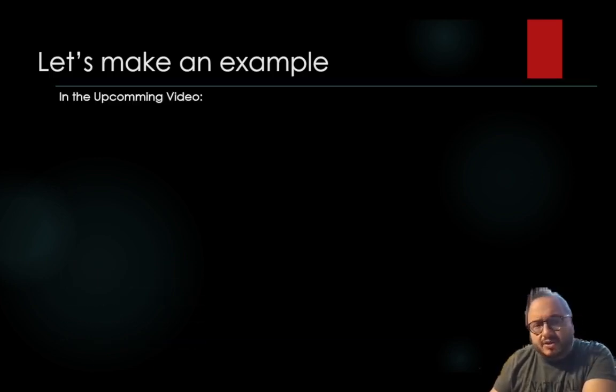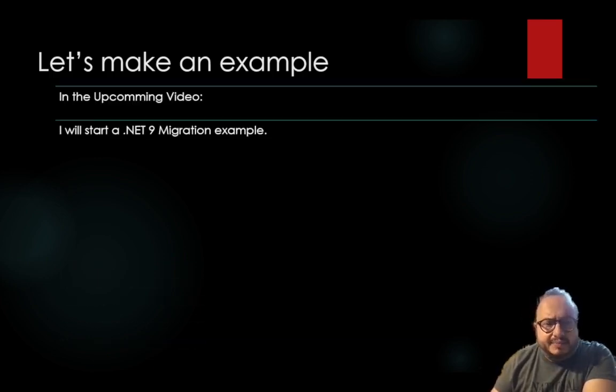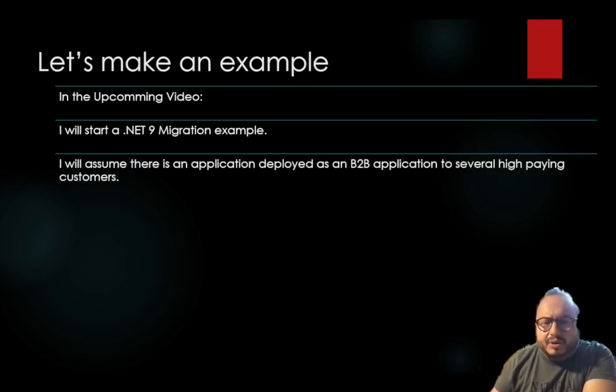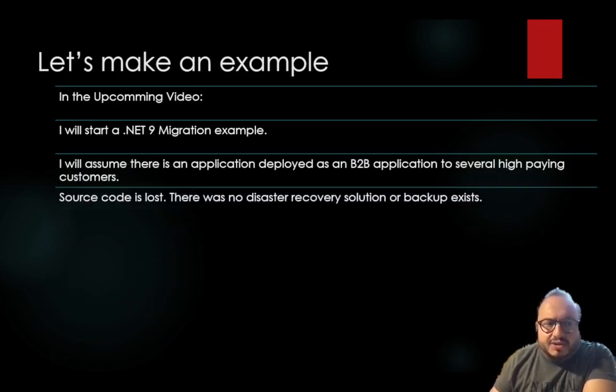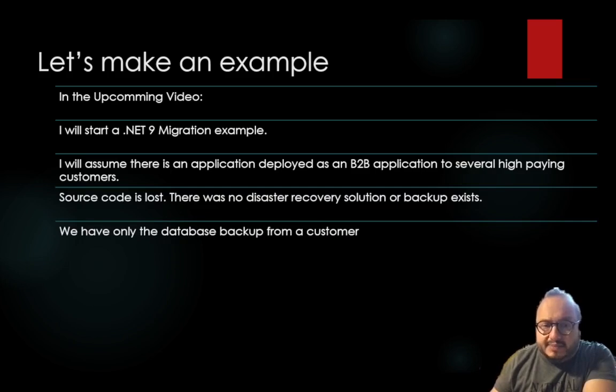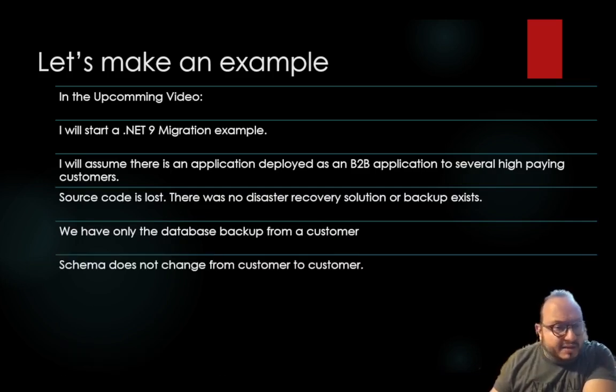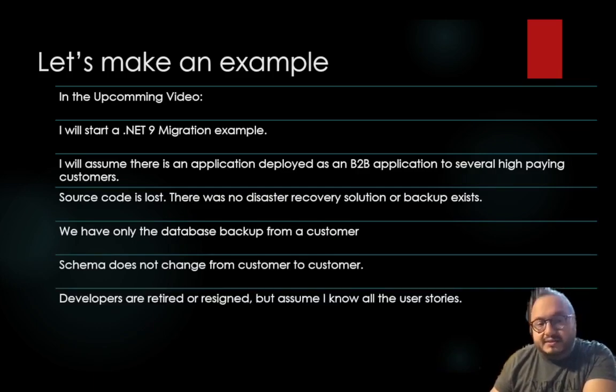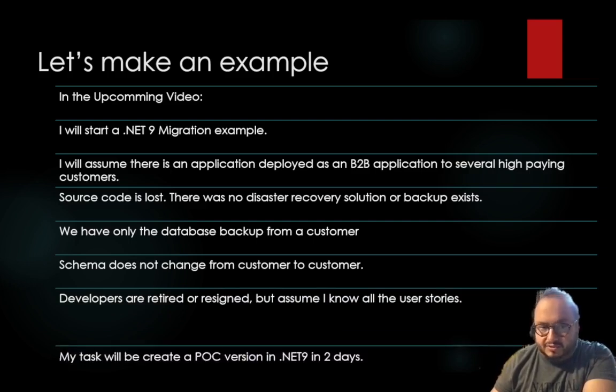In the upcoming video, I will start a .NET migration example. I will assume there is an application deployed as a B2B application to several high-paying customers. The source code is lost. There was no disaster recovery solution or backup. We have only a database backup from a customer. Fortunately, the schema does not change from customer to customer. Developers have retired or resigned, but assume I know all the user stories.